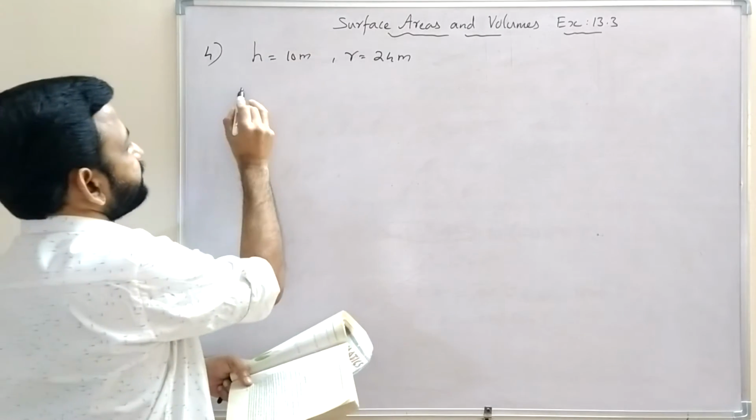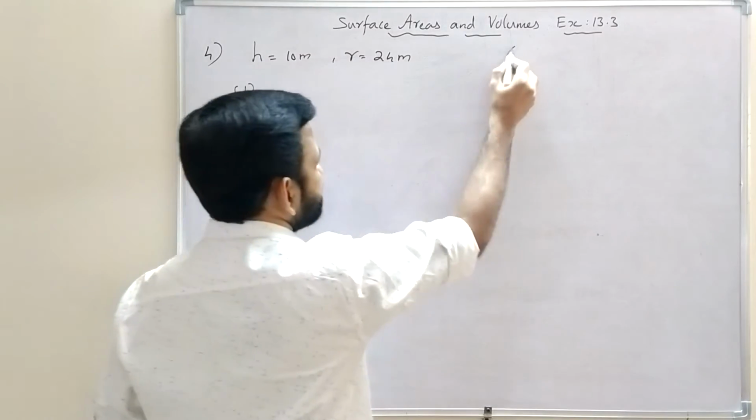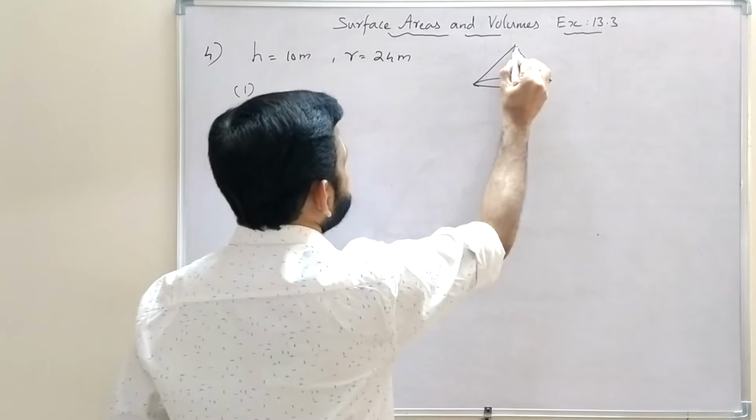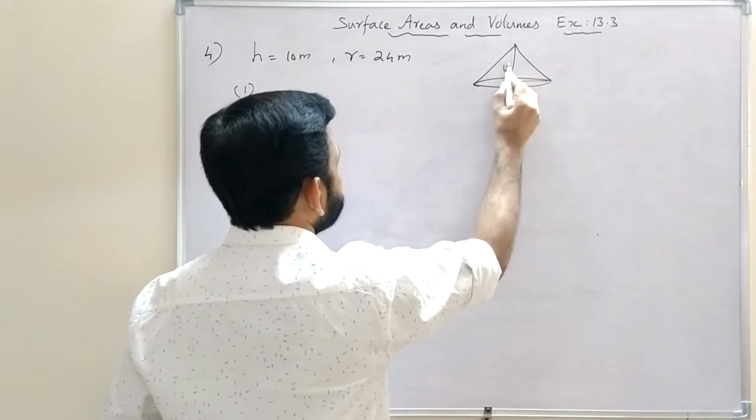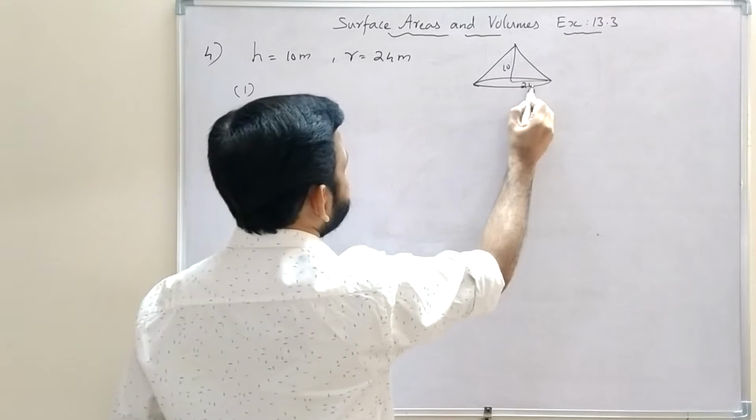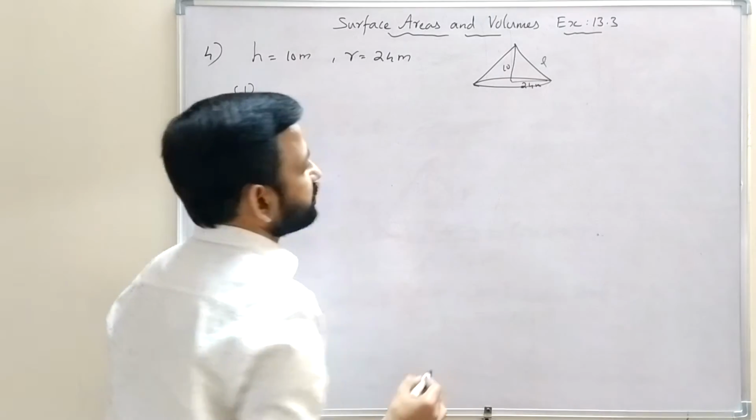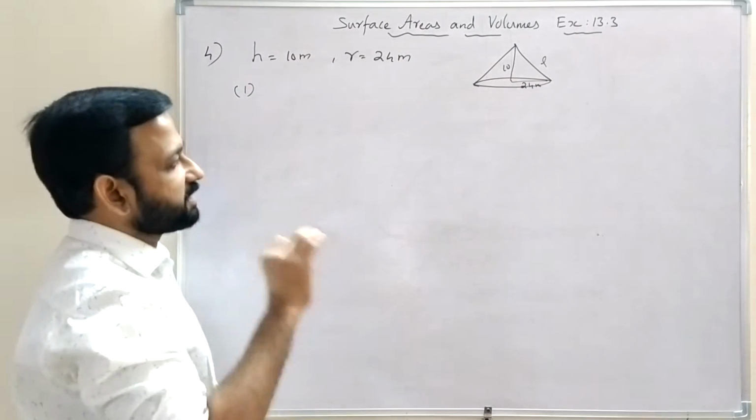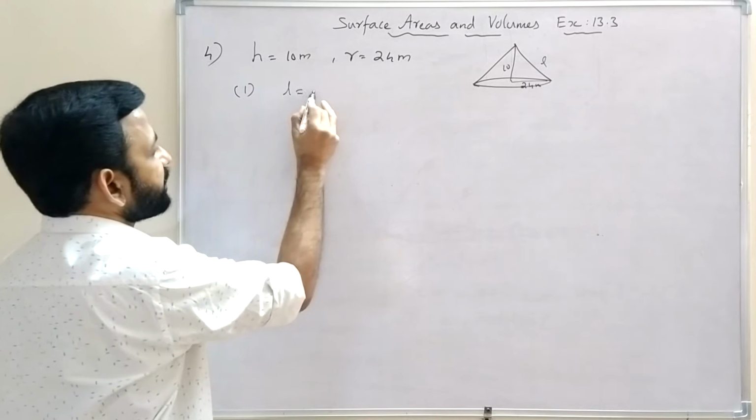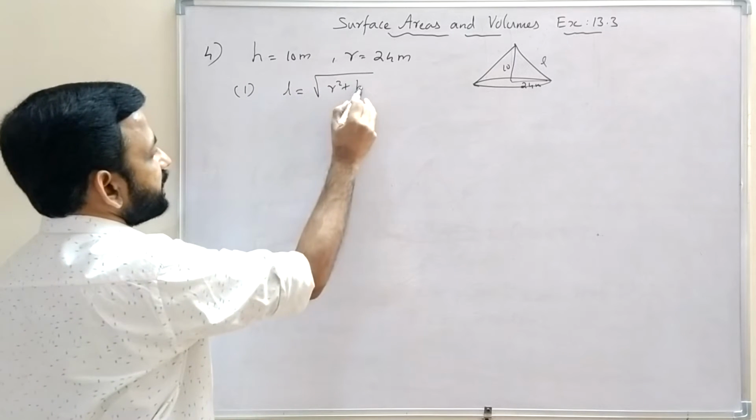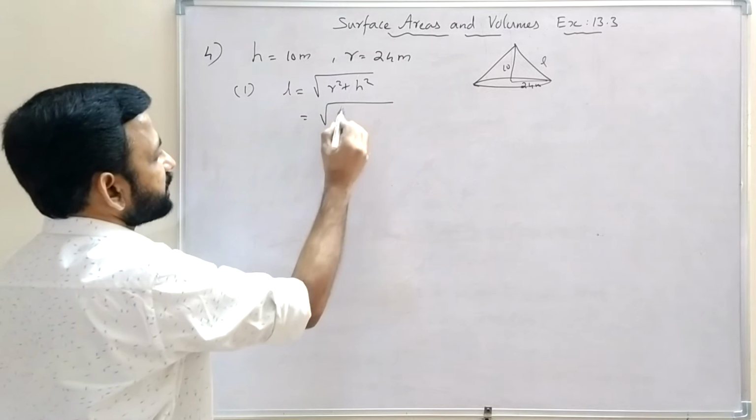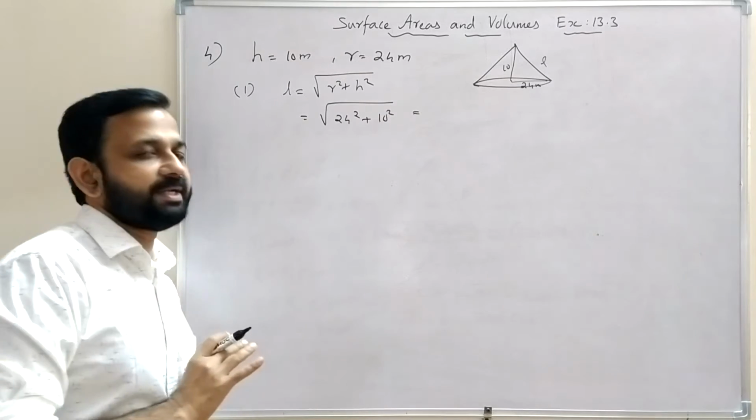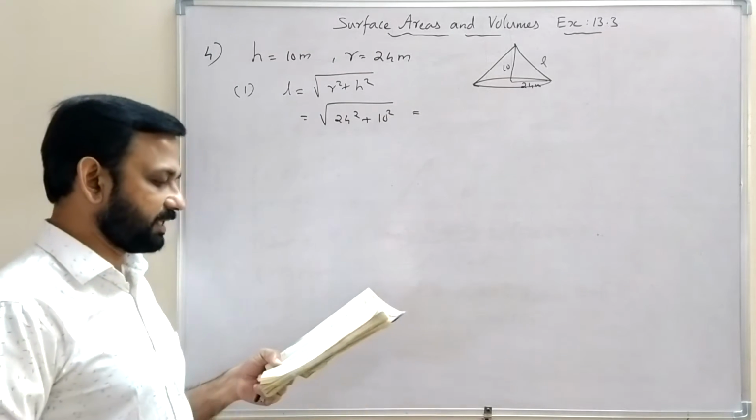So that is the first part. We need to find the slant height. So this is a conical tent, and here height is given 10 meter and base radius 24 meter. We need to find the slant height. So we can use the formula connecting L, H and R. So L is equal to square root of R square plus H square. That is square root of 24 square plus 10 square. So when we simplify we will get the slant height L.